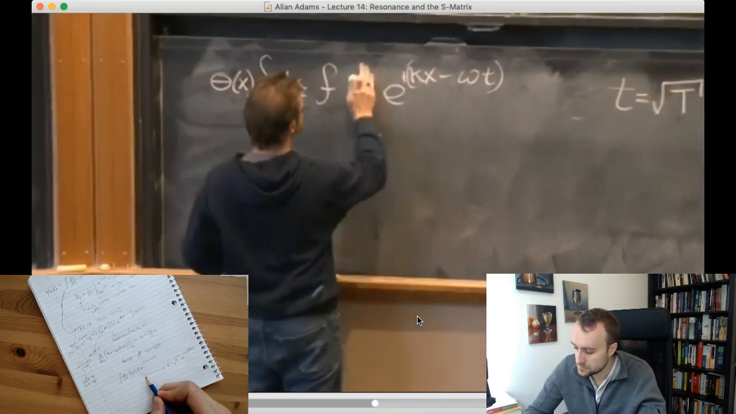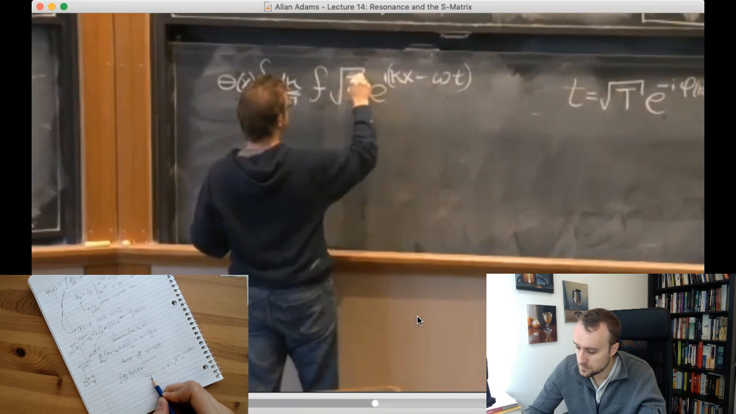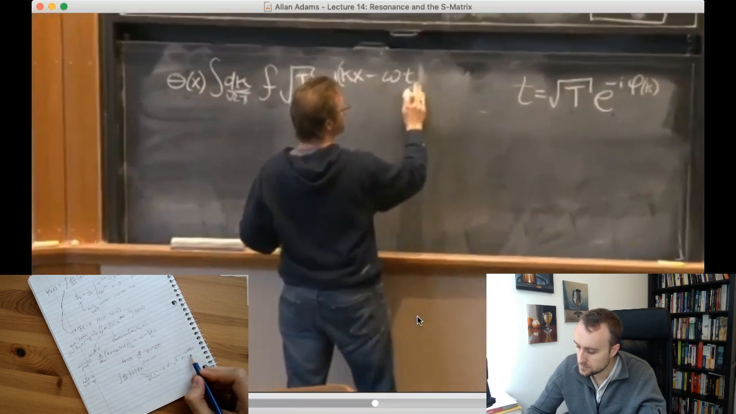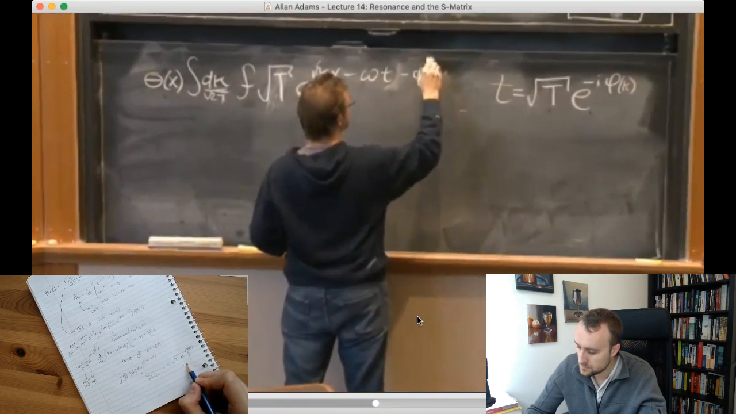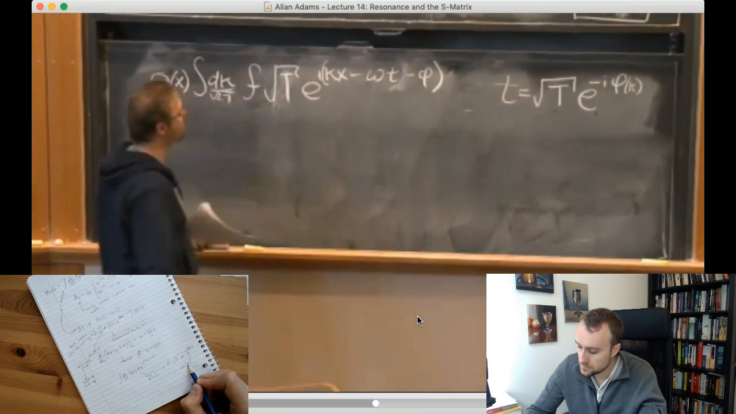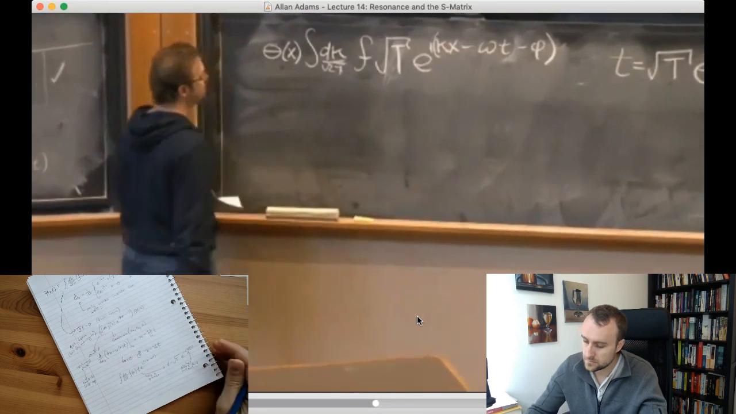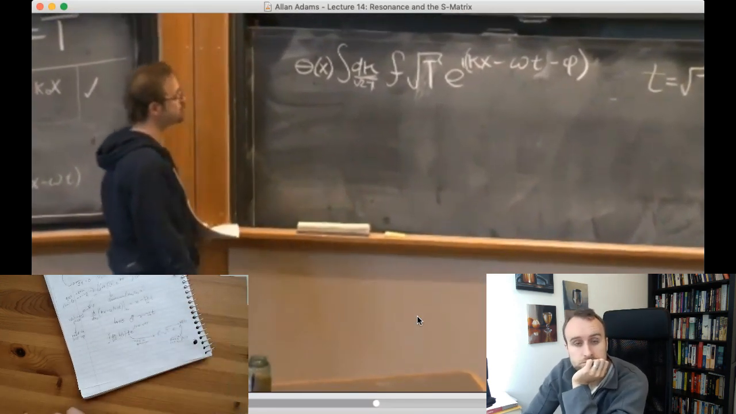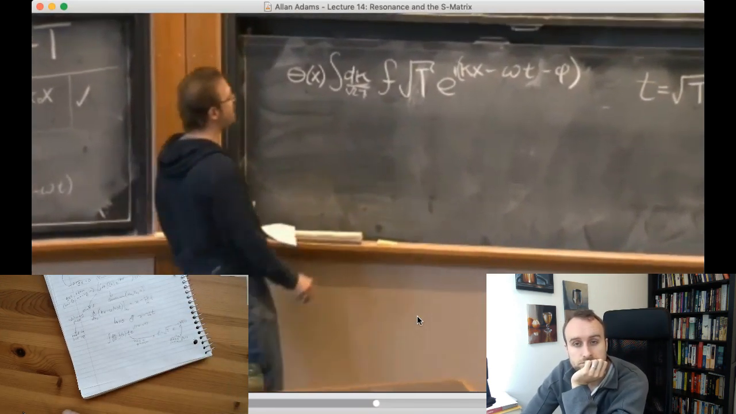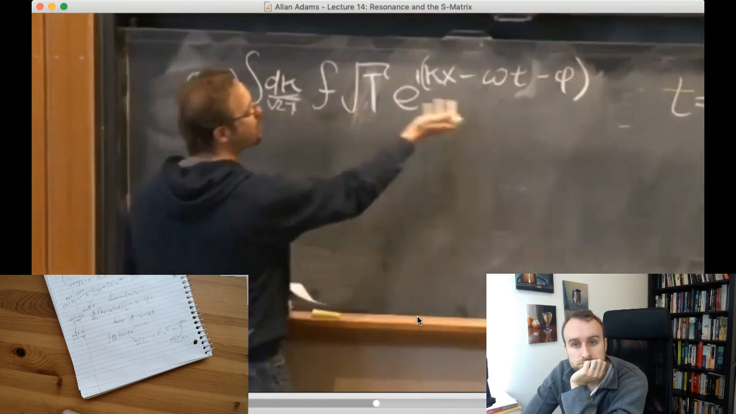So let's put that in. Here we have root T and minus phi, where omega and phi are both functions of k, because the transmission amplitudes depend on the momentum, or the energy. And now I again want to know, how does this wave packet move?